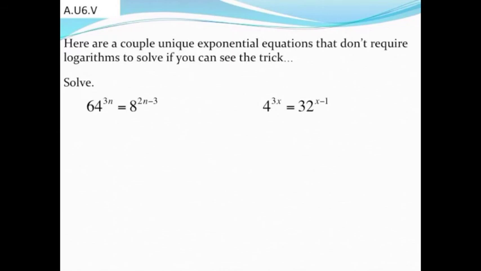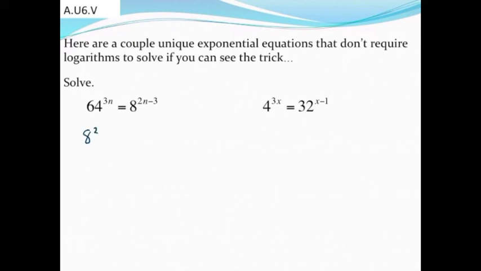Here are a couple exponential equations that are actually pretty simple to do as long as you know this pretty easy trick to use. And that trick is to write each side of the equation so they have the same base. So for example, as I look at this first problem, I have one side that has a base of 8 and one side that has a base of 64. Well, hopefully I recognize right away that 64 is really just 8 to the second power.